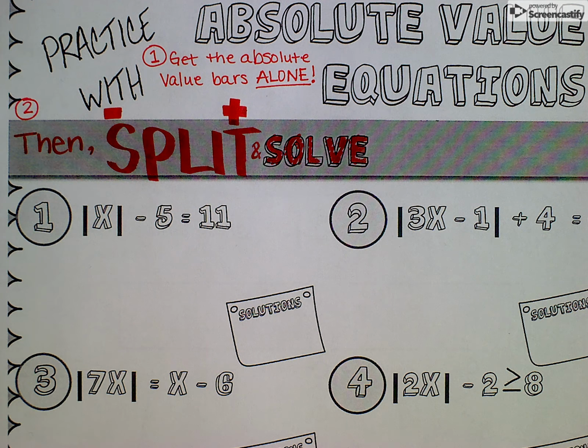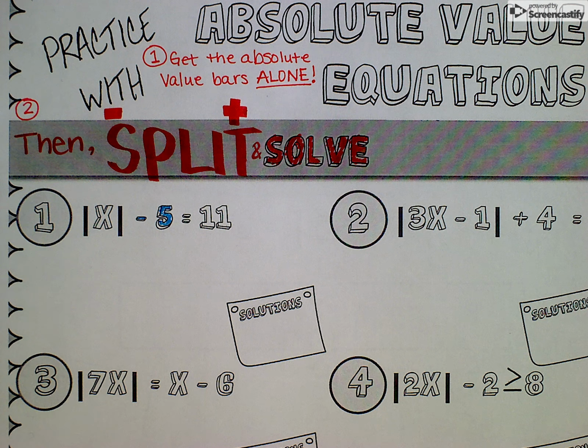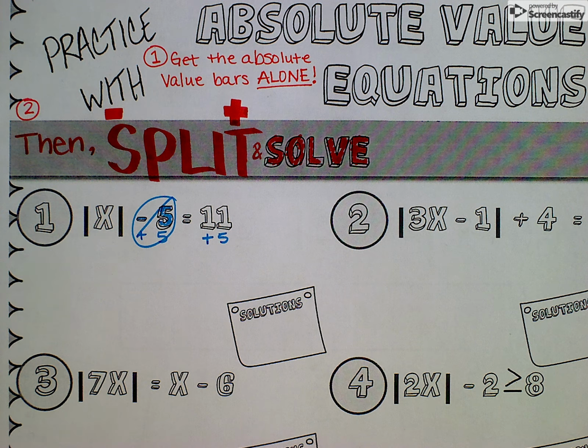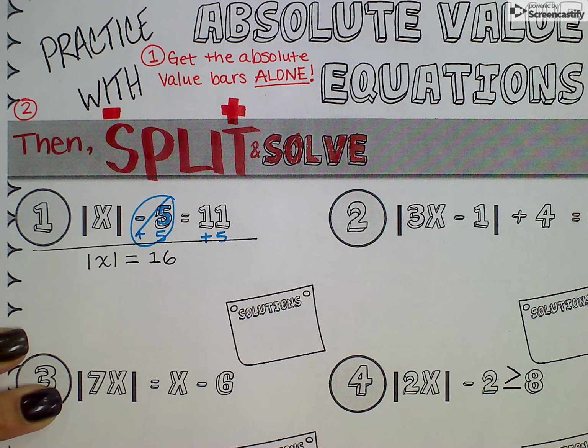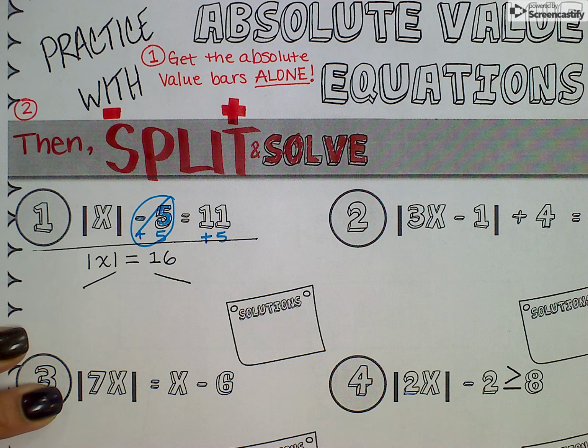What we need to do is remove our constant, -5, by using the inverse operation to eliminate it from the left side and move it over to the right side, leaving us with the absolute value of x is equal to 16. So we've done step 1. Let's move on to step 2 and split it into the negative and positive versions.